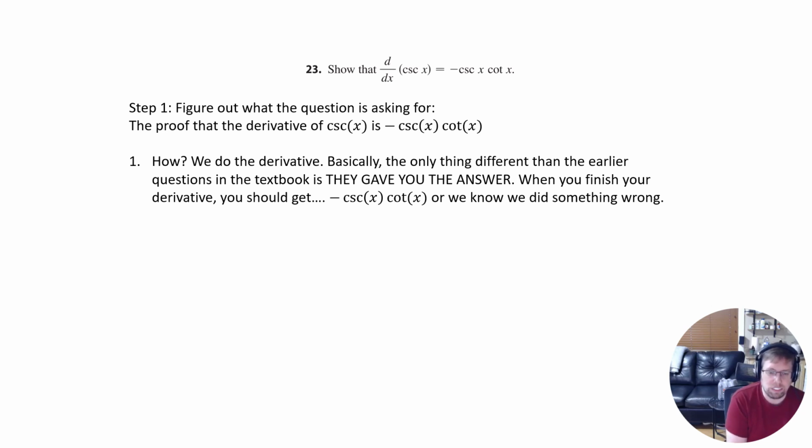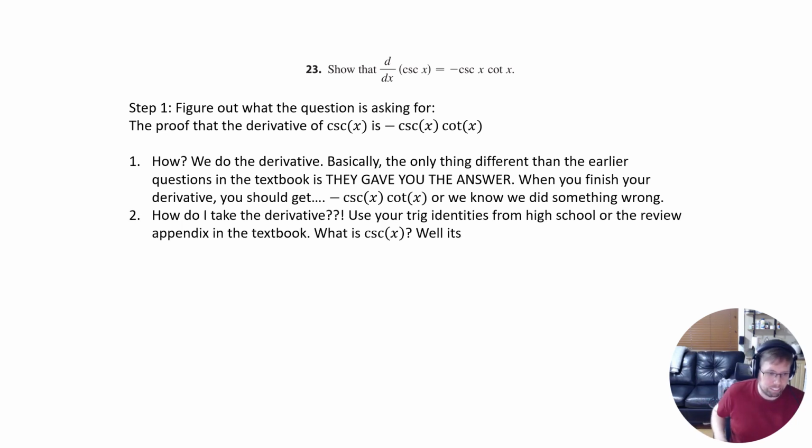Basically, the only thing different between this question and all the previous ones that we did is that this one gave you the answer. In theory, when you finish your derivative, you should get negative cosecant x cot x, or you know you did something wrong. Alright, so how do we take the derivative? Well, we have to use one of those trig identities that you might not remember from high school, and they're also in the appendix of the textbook.